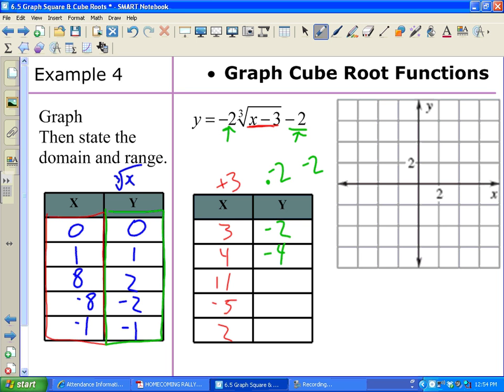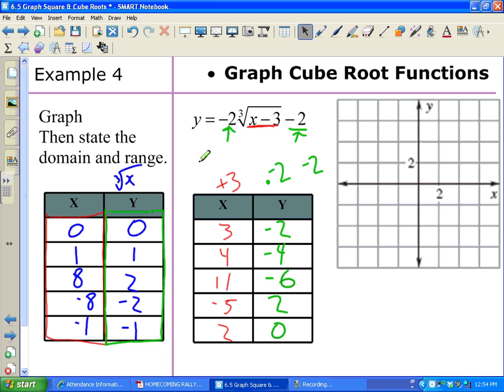Next up, 2 times negative 2 is negative 4. Negative 4 minus 2 is negative 6. Next up, negative 2 times negative 2 is positive 4. Positive 4 minus 2 is positive 2. Lastly, I have negative 1 times negative 2, which is positive 2. Positive 2 minus 2 is 0. So those are my new coordinates. Again, opposite x, same y. Y had a little bit more change there.